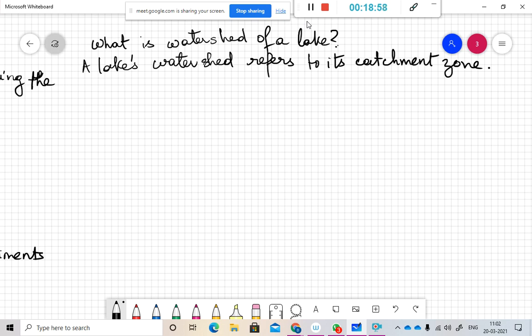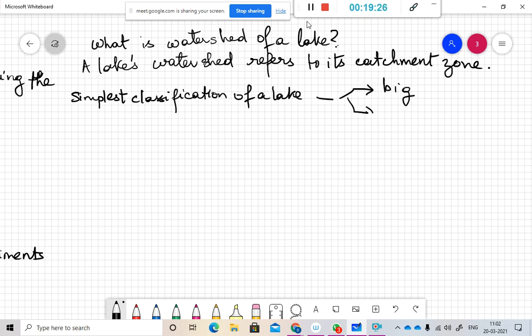So now let us go to the classification of lakes. How do you do this? The simplest classification of a lake is whether the lake is a big lake or a small lake. Very easy, nothing great. There are several types and categories of lakes in the world.